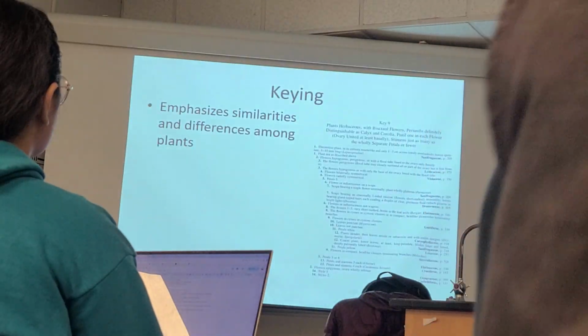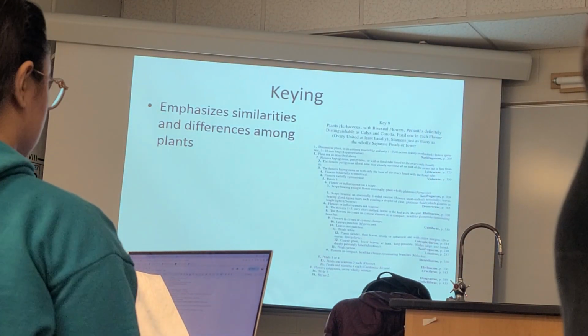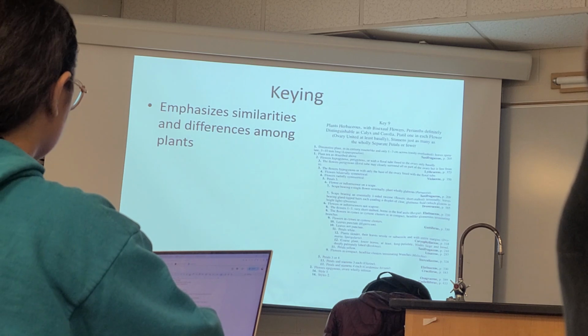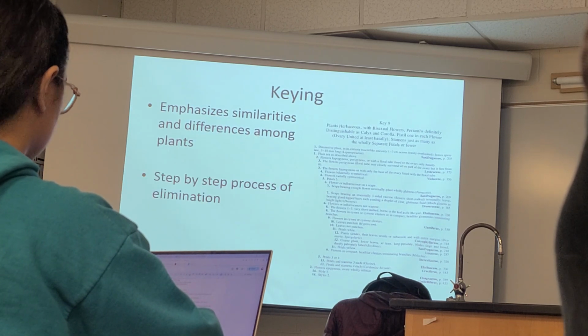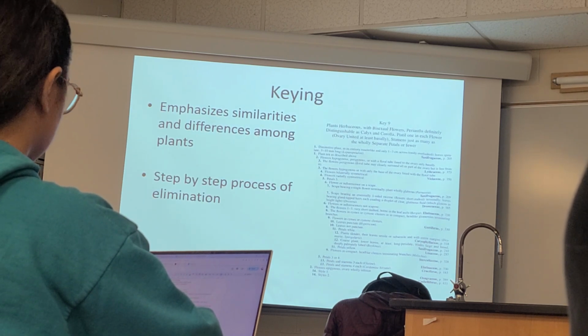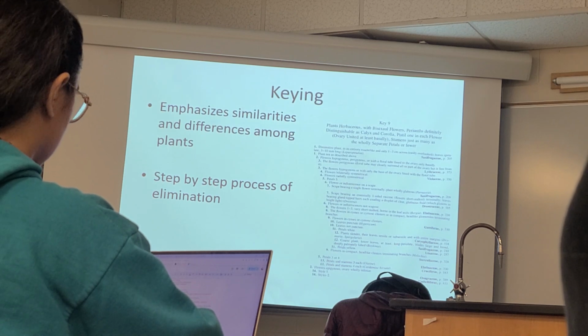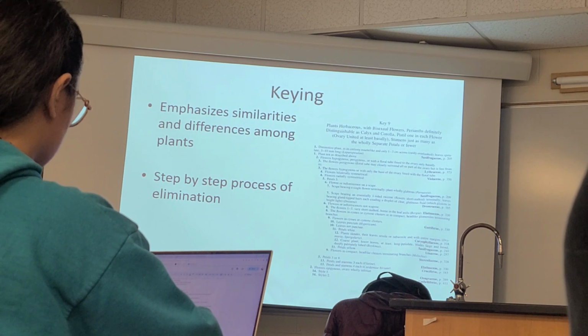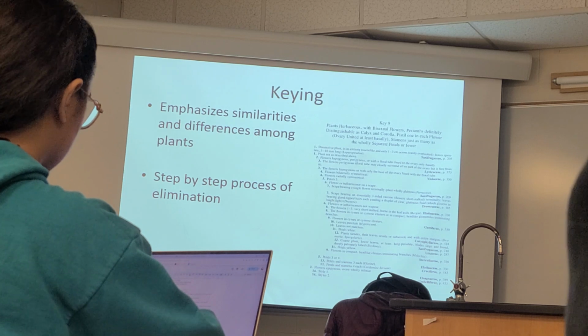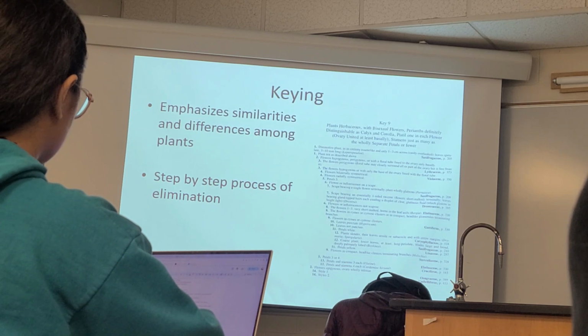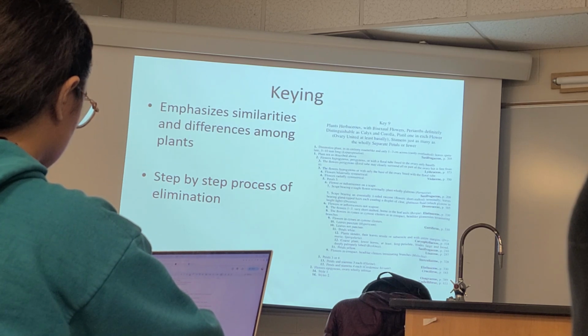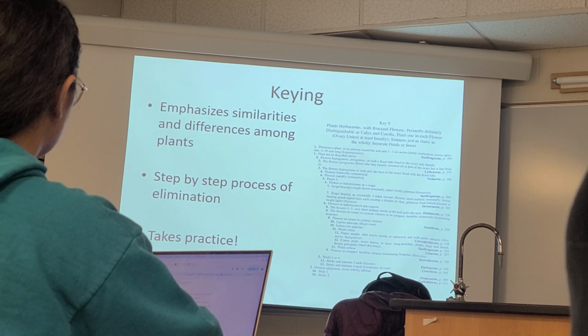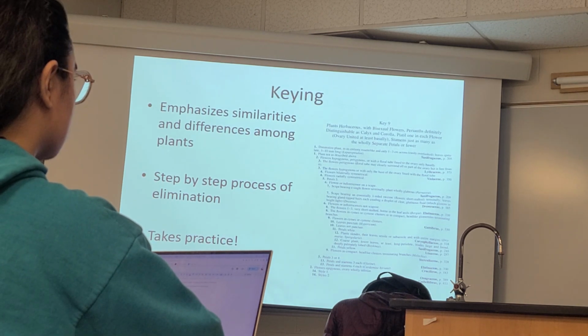All right. So what do you do when you key? You emphasize differences and similarities between plants. Okay? It is a step-by-step process of elimination. You have to go step by step. Start with the first one. Okay, look at your options, figure out which one matches your plant. That's going to tell you which step to go to next. And go to that one. Okay? Look at the options, figure out which one matches your plant, and then go to that next step. Okay? It takes practice, particularly if you haven't done it with plants before.